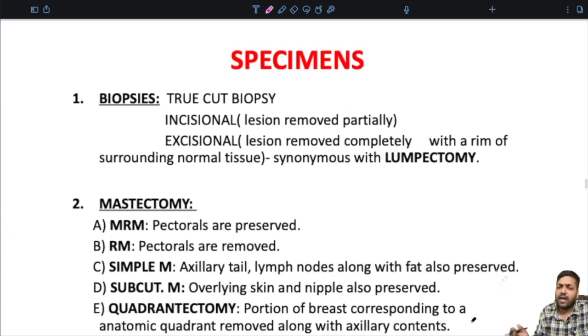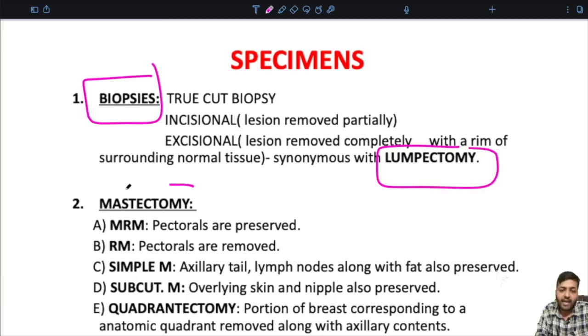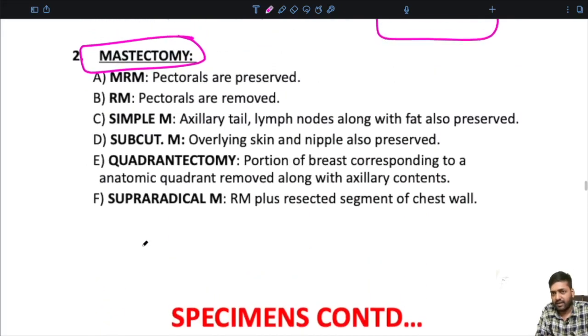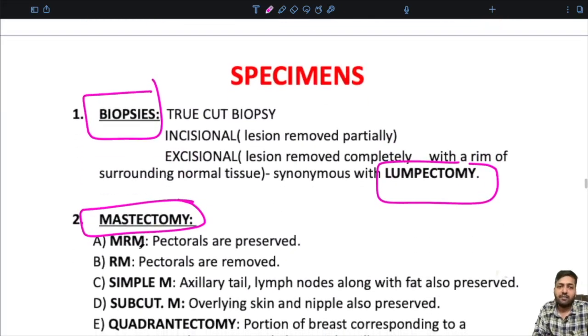So what are the different kinds of gross specimens that you will receive in relation to the breast? So we can either have the biopsies, we can have the lumpectomies, we can have the mastectomies, then we can have mammolocalization excision, and we can have microdocectomy specimen. So very importantly, the biopsies can include the TRUCUT biopsy. I will show you what a TRUCUT biopsy looks like.